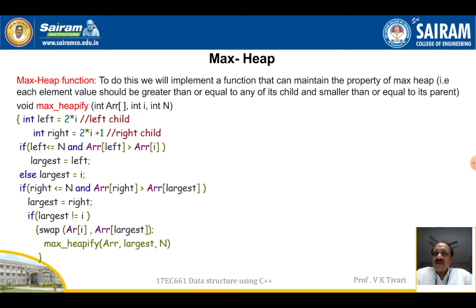then left is moved to largest. Again we check largest equal to i. If right is less than or equal to n and array right is greater than array largest, then right becomes the largest. This way we are making the swaps and completing the swapping across the tree.